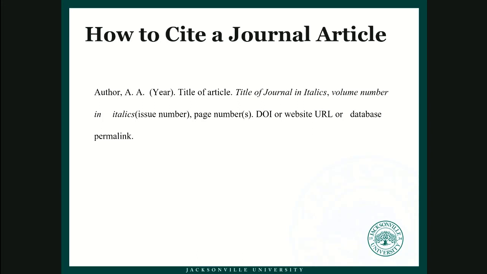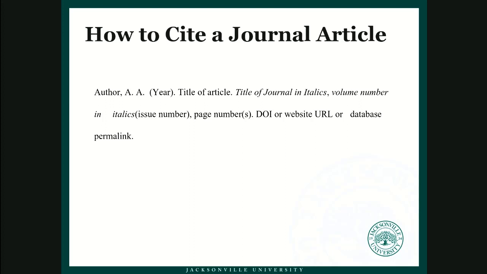So what we're going to have here for the journal article is the author's last name, comma, first initial, period, middle initial, period. Then we've got our year in parentheses, then a period. Then we have the title of our article. Remember, that's in sentence case, so we're only capitalizing the first letter of the first word, and any proper nouns. And then we've got the name of the journal in italics.